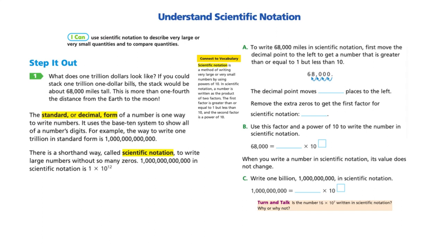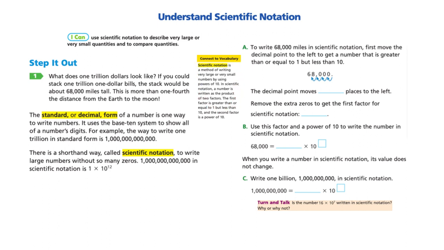Hi, 8th grade. This is lesson 2 of module 12, Understand Scientific Notation. And the I can statement says, I can use scientific notation to describe very large or very small quantities and to compare quantities. So they have vocabulary here. It's basically the same thing.